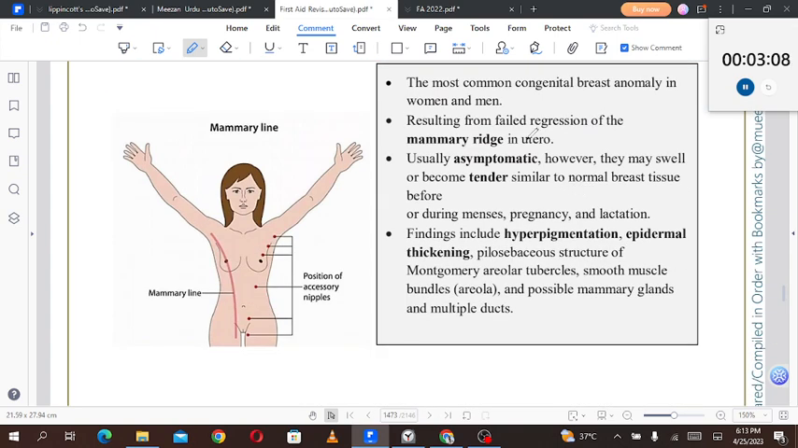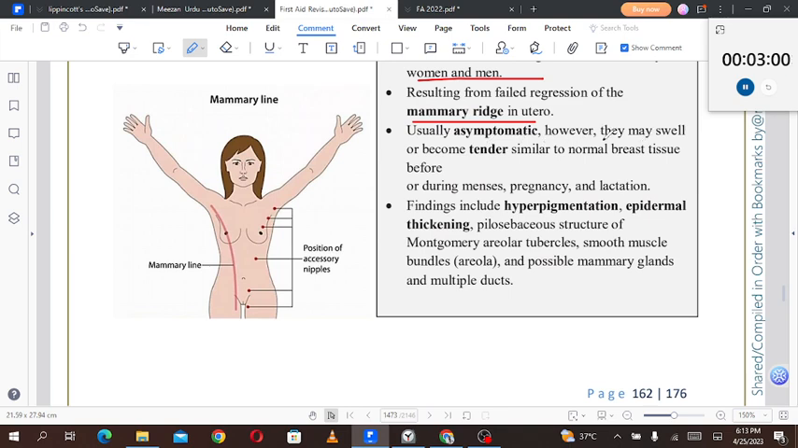What is meant by that? The most common congenital breast anomaly in women and men, resulting from failed regression of the mammary ridge in utero, usually asymptomatic. However, they may swell and become tender, similar to normal breast tissue before or during menses, pregnancy, and lactation. Findings include hyperpigmentation, epidermal thickening, pilosebaceous structure of the Montgomery areolar tubercles, smooth muscle bundles in the areola, and possible mammary glands and multiple nipples.